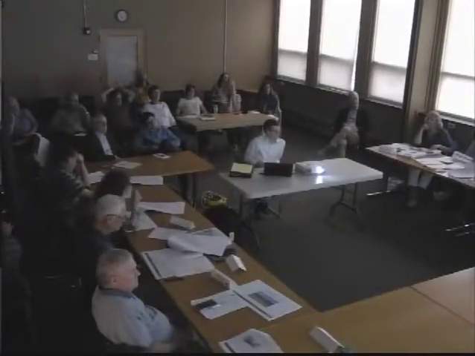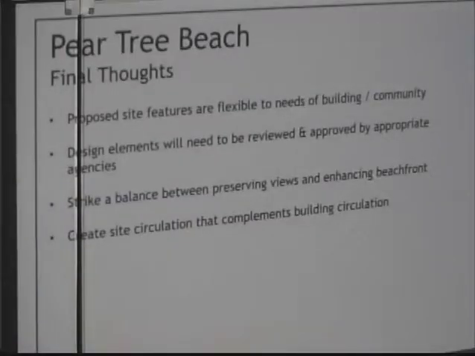Okay. You guys good to move on? So, just wrapping up here, final thoughts. As I mentioned, a lot of these proposed features are flexible and malleable. They can adjust to meet the desires and needs of the community, as well as the final building design, and make sure that it all ties together and works. Things like the dune height and the dune length are very flexible. With that in mind, any design element would need to be reviewed and approved by the appropriate agencies for permits and all that.